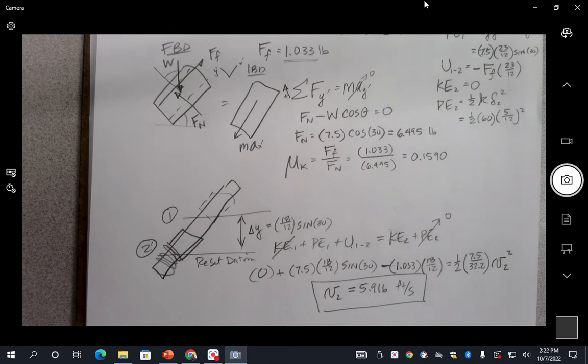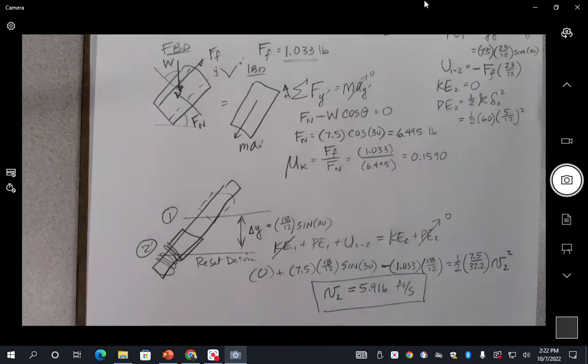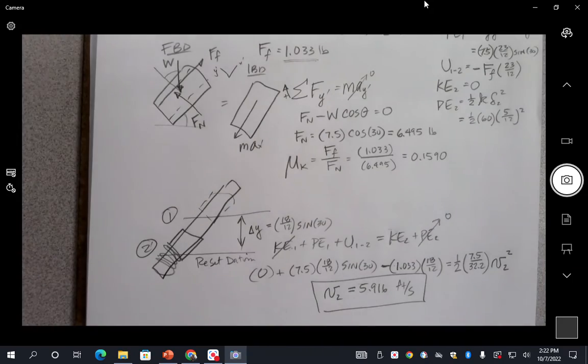Let me do a problem that I haven't done from an exam that I'm not going to give. Another work-energy problem. It's too difficult. I have a picture of it.